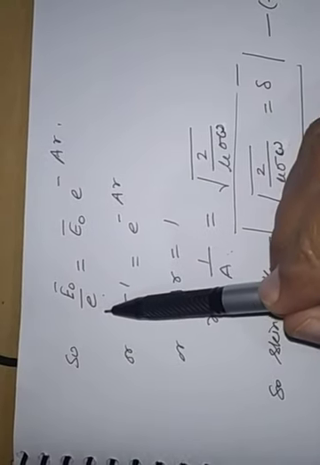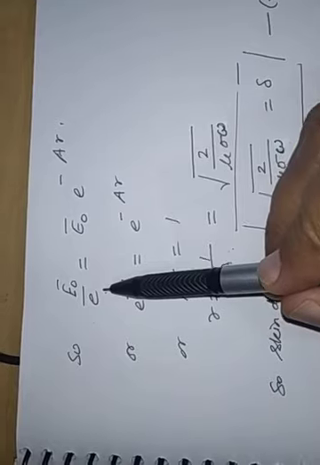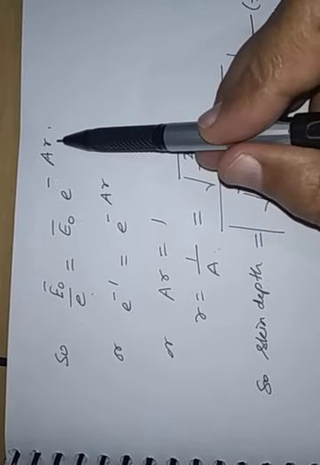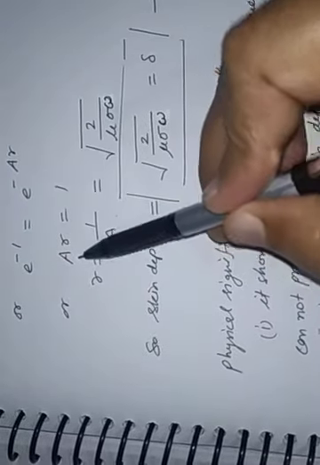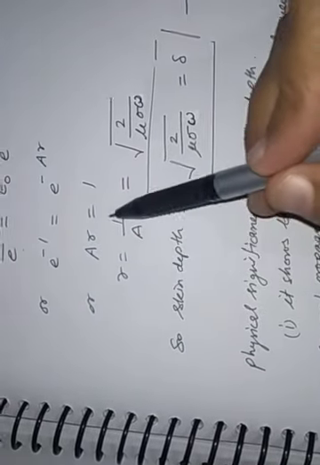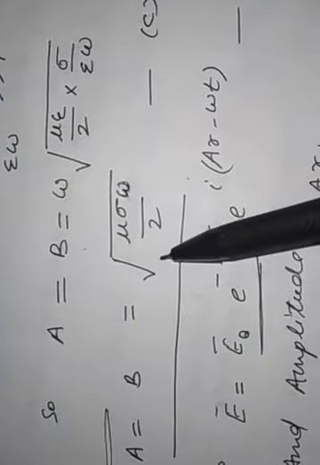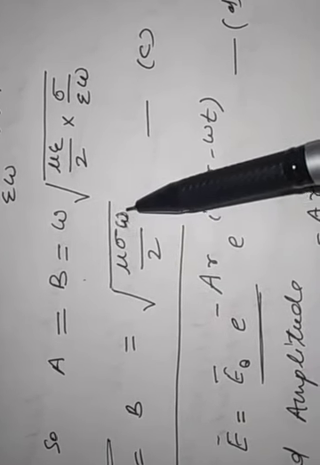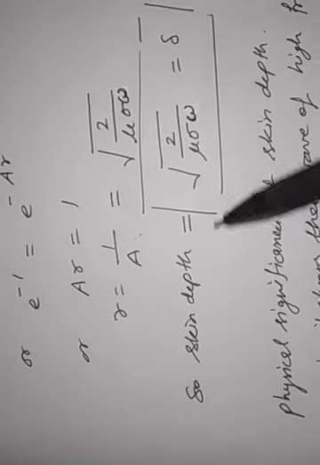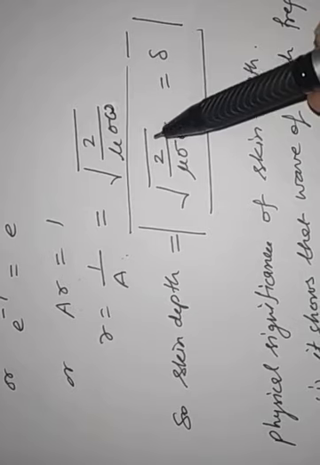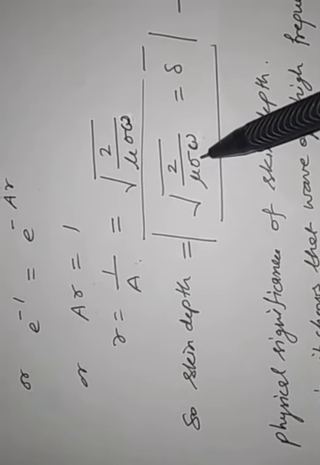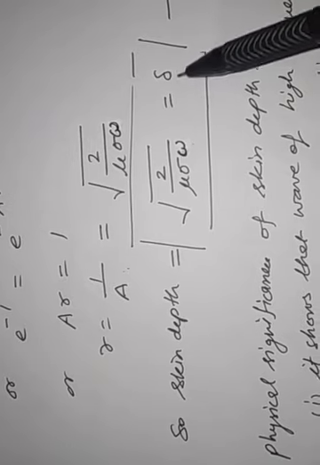So the value of depth of penetration we can easily find by putting the value over here, where the amplitude becomes 1 by E times of the maximum, in E naught e to the power minus AR. If we solve it for A, we get A is equal to 1 by R, or R is equal to 1 by A, right? So this value of A we have over here, under root mu sigma omega by 2, so we can use this here. The skin depth value we can easily find is actually under root of 2 by mu sigma omega, which is denoted by delta.